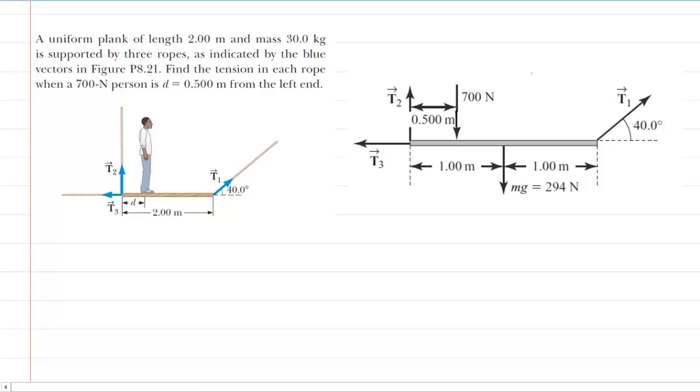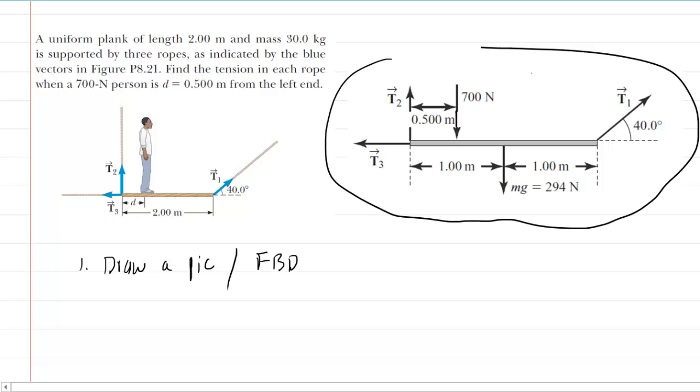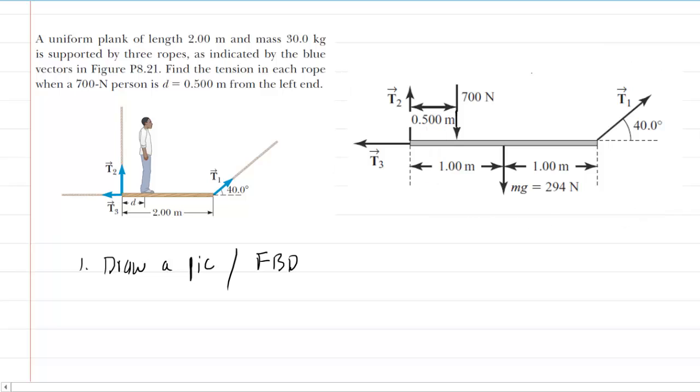In order to analyze any equilibrium scenario that involves torque and forces, the first thing you want to do is draw a picture of your object as well as a free body diagram showing the forces acting on the object. So we have gone ahead and have done that already. We basically just copied the forces that were present in the original picture, but we've also included a couple of forces that were not shown.